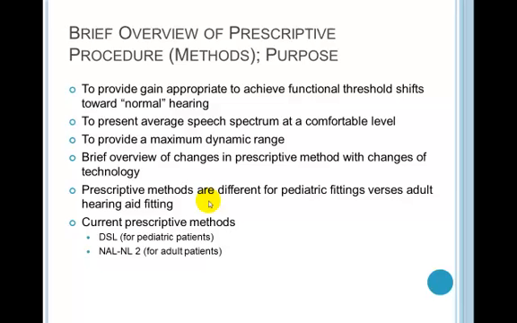And there's some bleeding over between frequencies, and what ended up happening with that, in some areas we actually were under amplifying, but more often we were over amplifying. So there's been lots of changes historically in prescriptive methods, but the current method is called DSL for pediatric patients, NAL-NL2 for adult patients. So this is how we decide. When I say we, now the audiologist enters all the information in the computer, and fortunately the computer does those calculations and sends that information to the hearing aid, and that's our starting point for fitting the hearing aid.